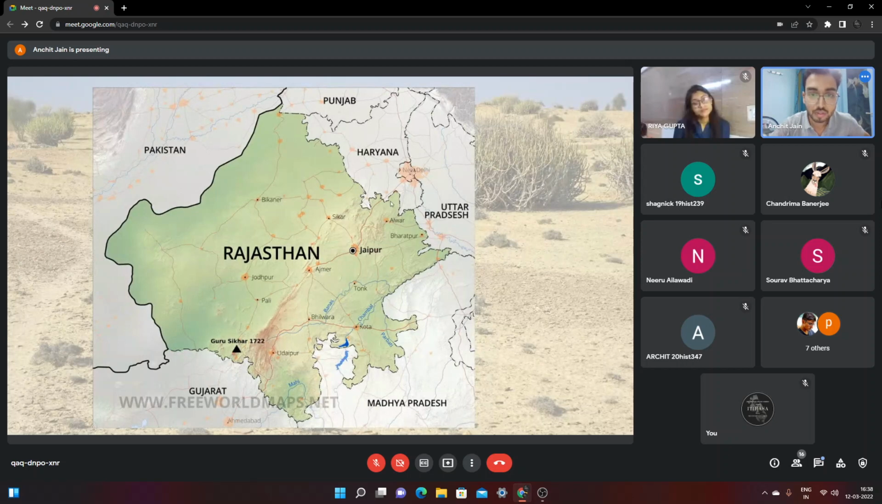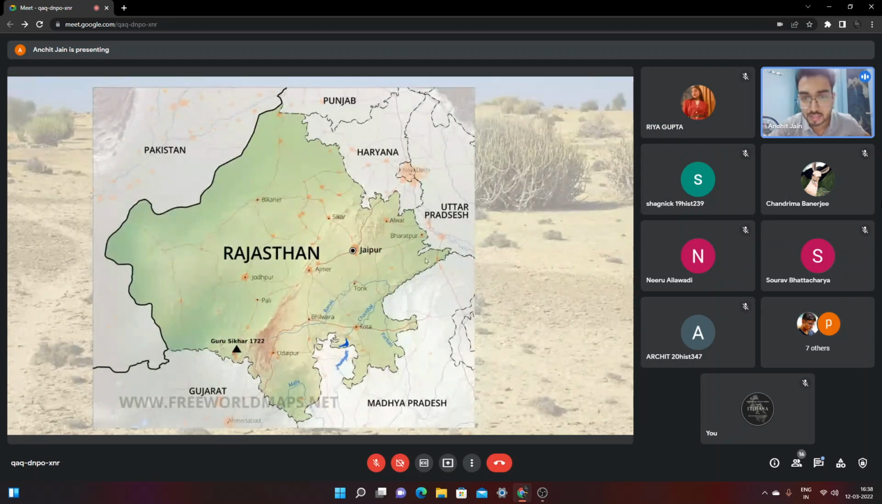the terrain. So the Aravali divides the region of Rajasthan into broadly two regions. Can you see my cursor? Okay, I hope you might be able to see. So this is the Aravali.